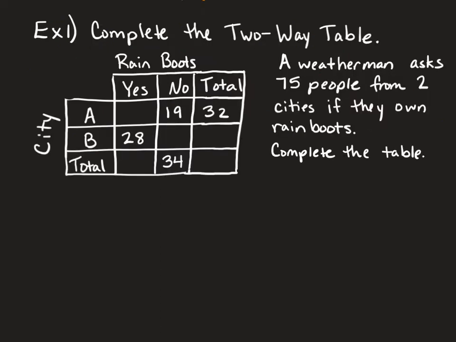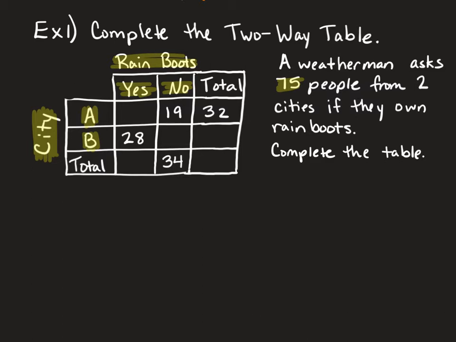Example 1, complete the two-way table. So you see a two-way table here, and it tells you a weatherman asks 75 people from 2 cities if they own rain boots. Complete the table. So we have 75 people polled, and you see that the columns are talking about rain boots. Yes, they own rain boots, or no, they don't own rain boots. Notice that the rows are talking about the city they're from. They either come from city A or city B. And we're just going to plug in using numbers in this two-way table.